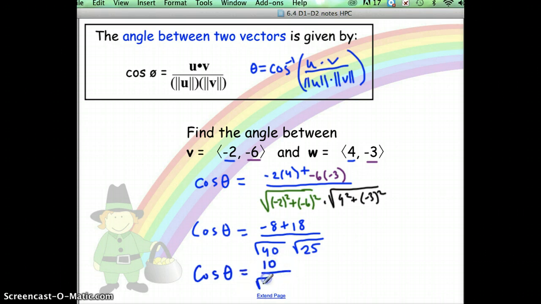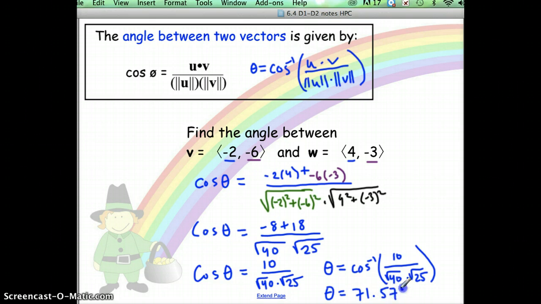On the bottom, if you want to just leave it as the square root of 40 times the square root of 25, you could. You don't have to worry about simplifying this part at all because that's not your final answer. Your final answer is just theta, so you have to do the inverse cosine of 10 over square root of 40 times square root of 25. And when you type that all in your calculator, you'll get your angle of 71.57.